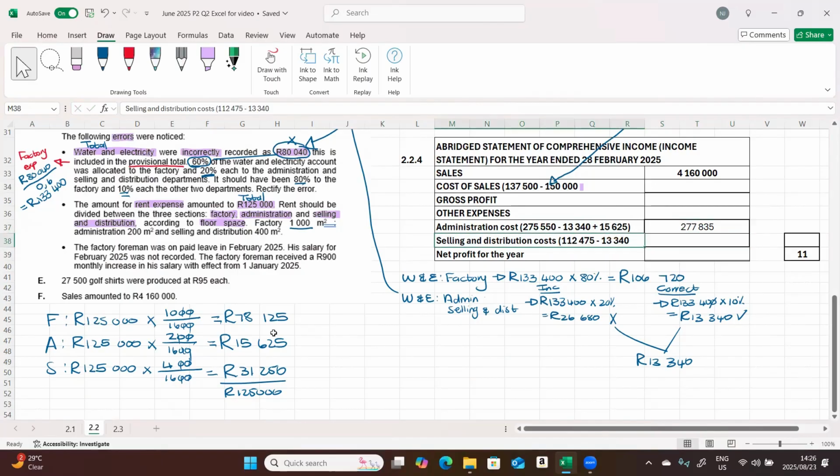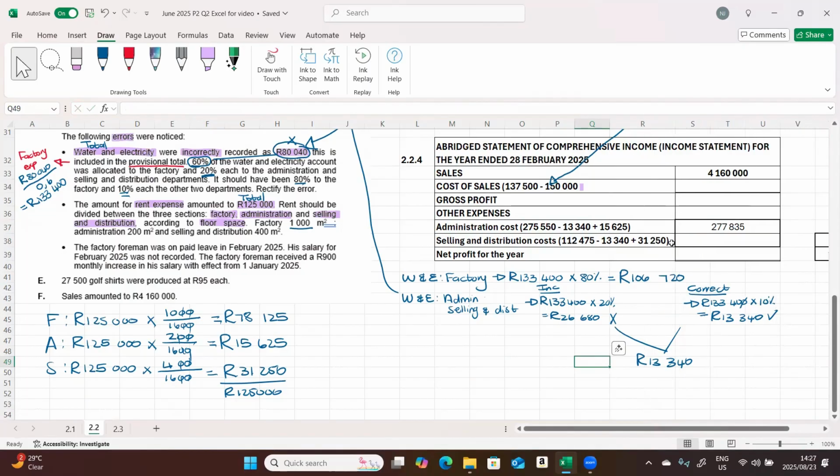And then we just have to go to our selling and distribution, and we have to add the 31,250. Okay, so over here, we are going to say add, and then we are going to add the 31,250. That's the portion of the rent expense that goes to selling and distribution. Let's just do that so we can see the whole calculation. Okay, so there we have our whole calculation for selling and distribution costs. Now we can add everything together.